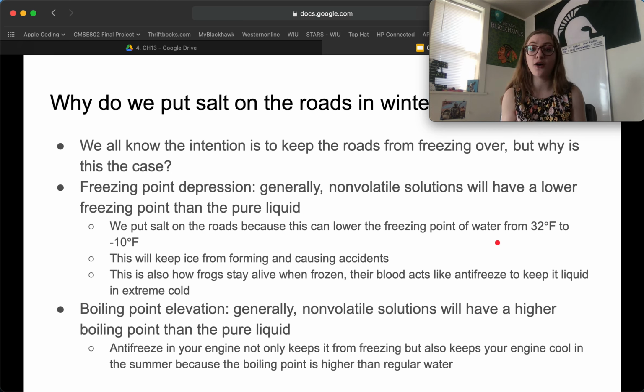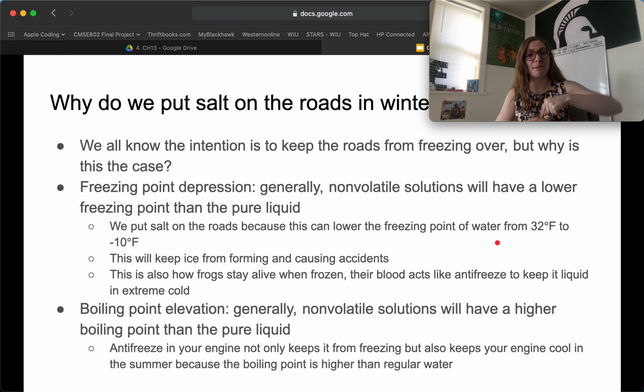So, freezing point depression. A solution will have a lower freezing point than a pure liquid. This is actually how you can freeze a frog and it can stay alive. Certain frogs, their blood kind of acts like antifreeze. Their blood has such a low freezing point from the chemicals that are in it that it keeps it liquid in extreme cold, and frogs can survive stuff like that because of this freezing point depression. And they've evolved through the years to have blood that has the right chemicals in it to keep their blood from freezing. So, pretty cool.